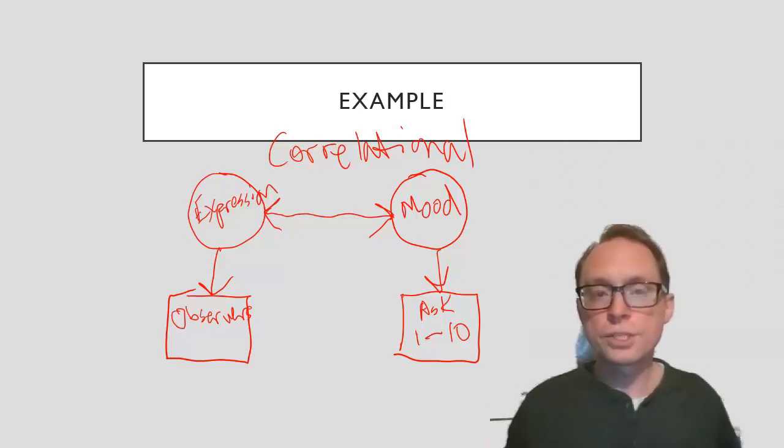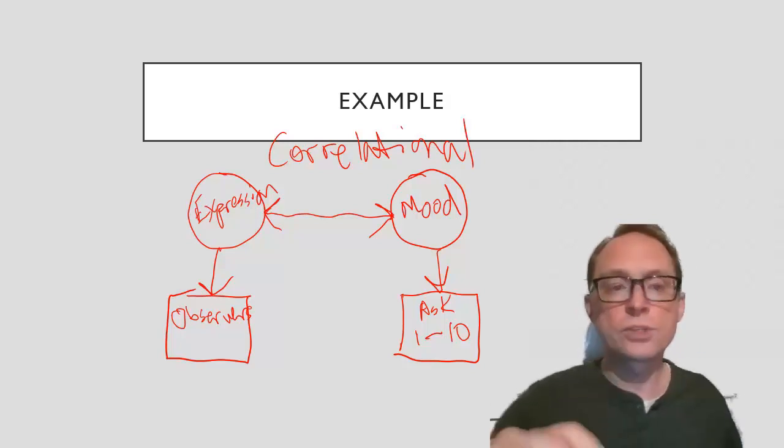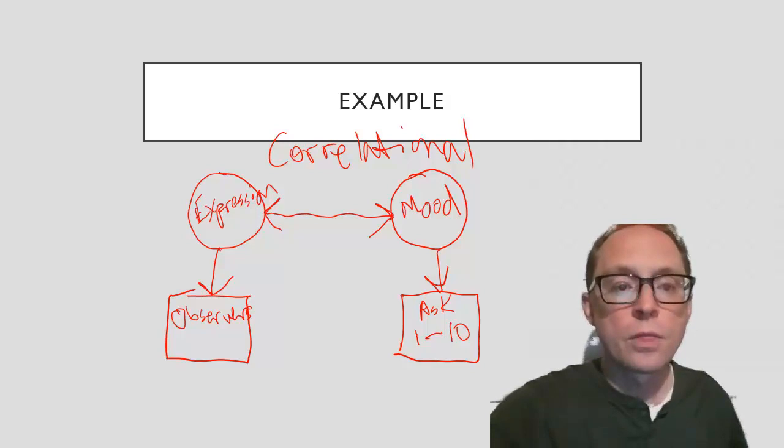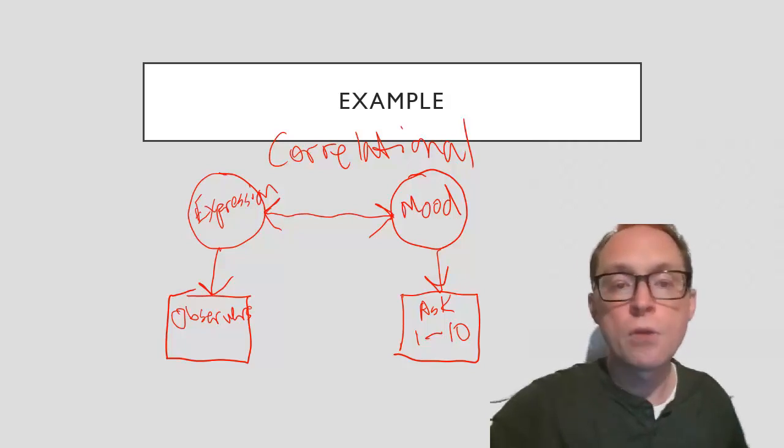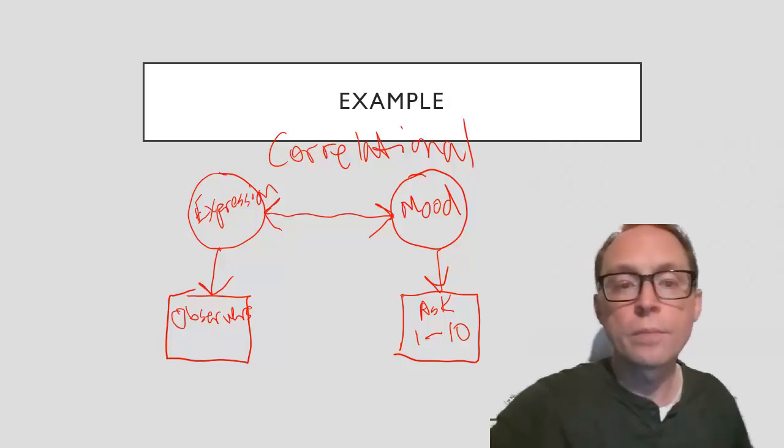This is a correlational study. The way that I know it's a correlational study is because there is a measurement of the first variable and a measurement of the second variable. The association between the two conceptual variables could go either way. It could be that expression is causing mood, or mood is causing expression, or both. We don't know. That's why we have the arrow going both ways. That is a correlational design.